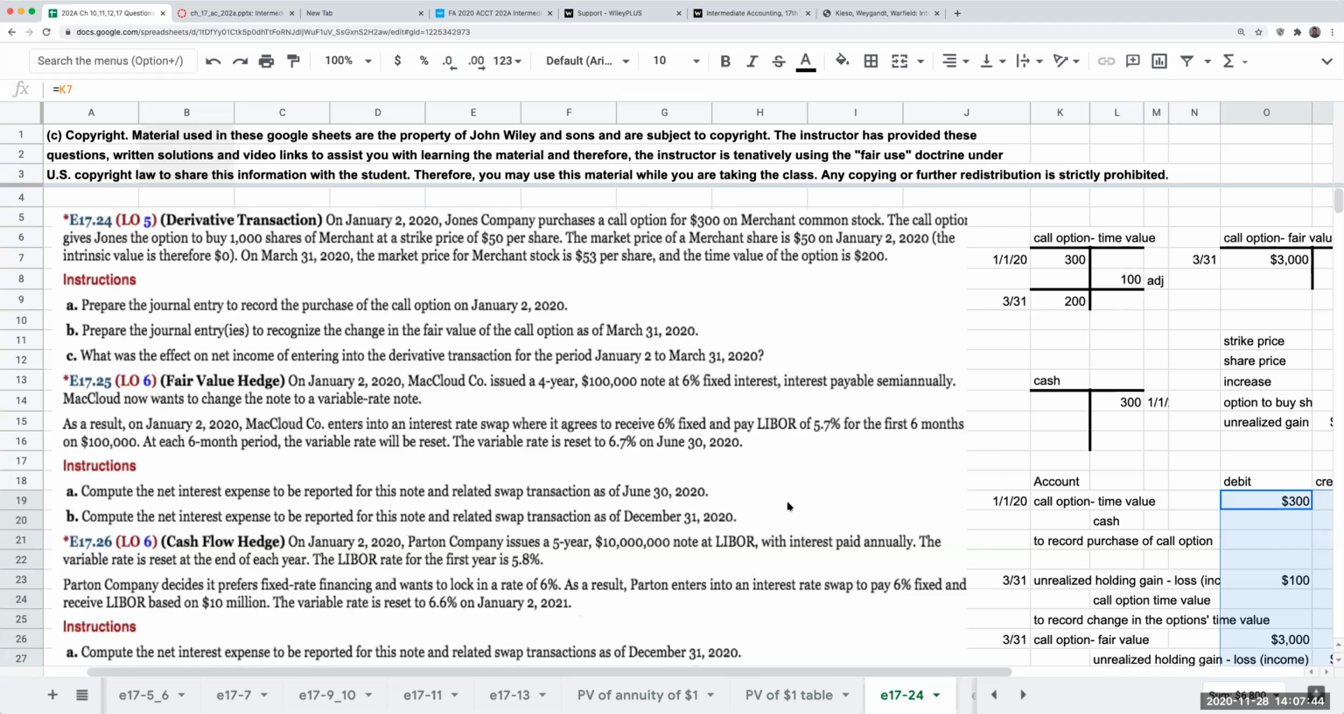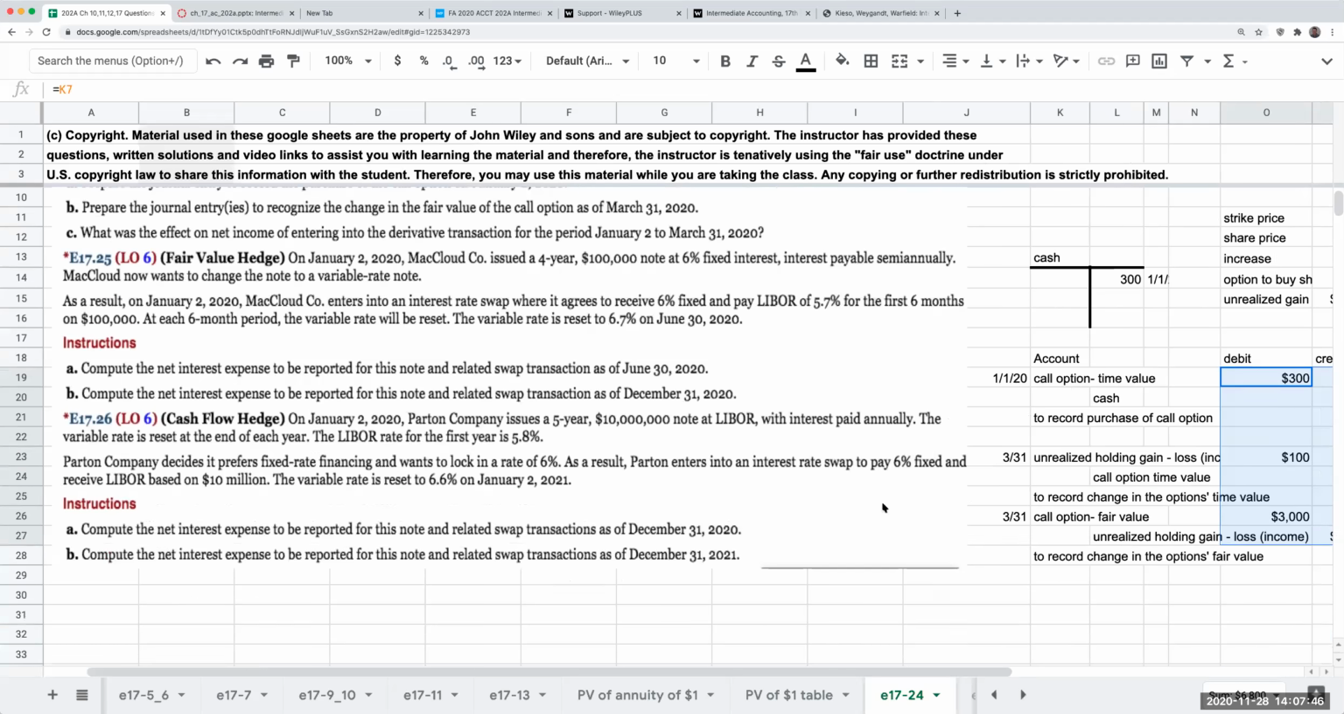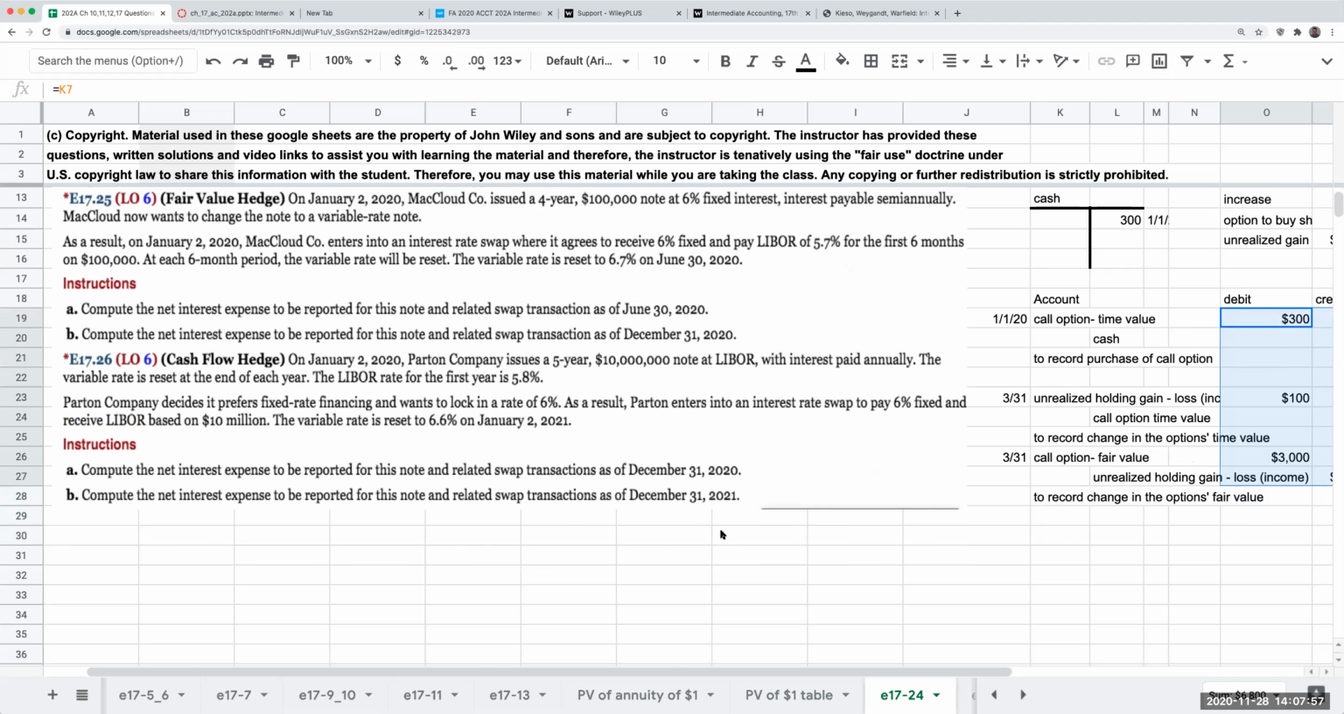As I look at this now, this is actually a good problem to start up with, just because it's a little bit easier for us to go through and understand. Okay, so let's now take a look at a fair value hedge.